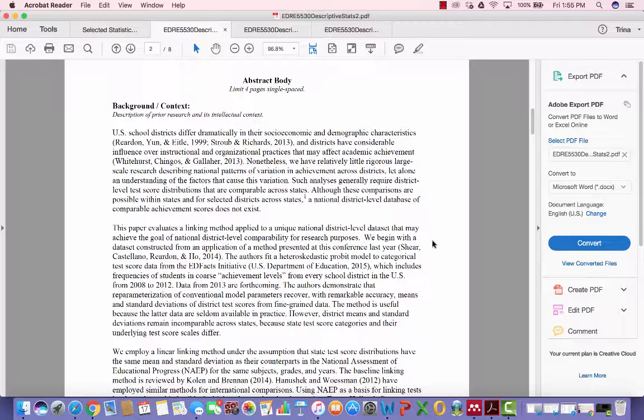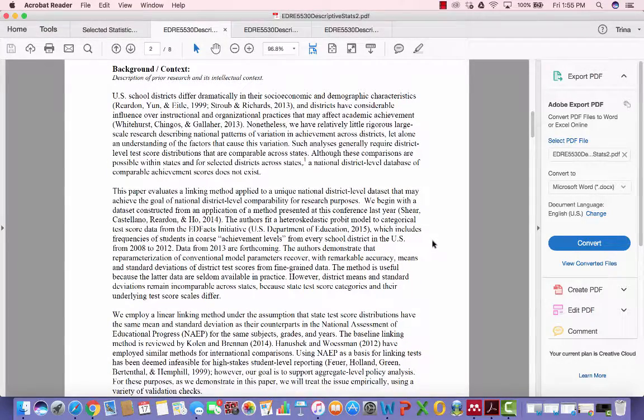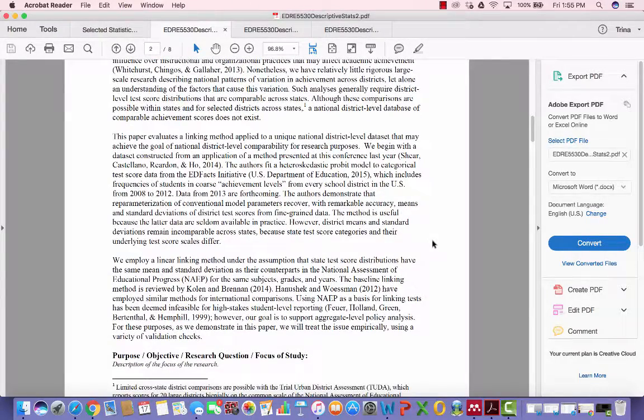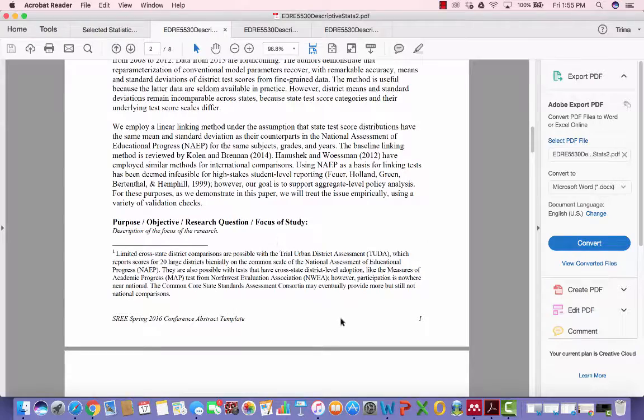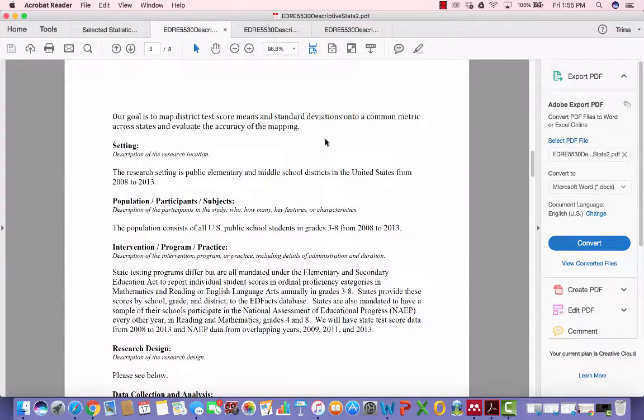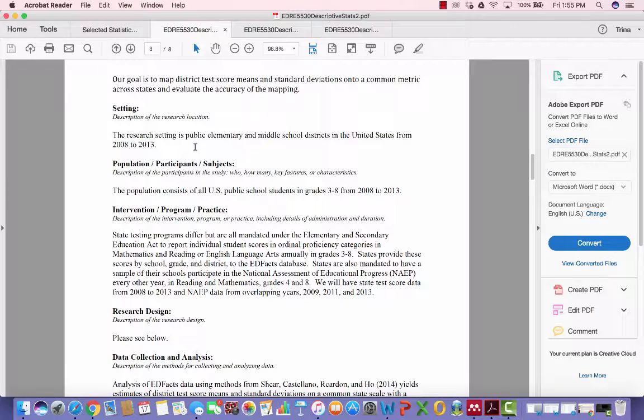The authors' purpose was to map district test score means and standard deviations onto a common metric across states and evaluate the accuracy of mapping. And that's from page 1. That's an actual quote in here. And what I'd like to say is basically that this sample is, as you look at this, there's the purpose. So there it is, their goal. And so you can see how condensed this is. This is just a mere sentence here. Now the research setting is elementary school, and the population consists of all U.S.